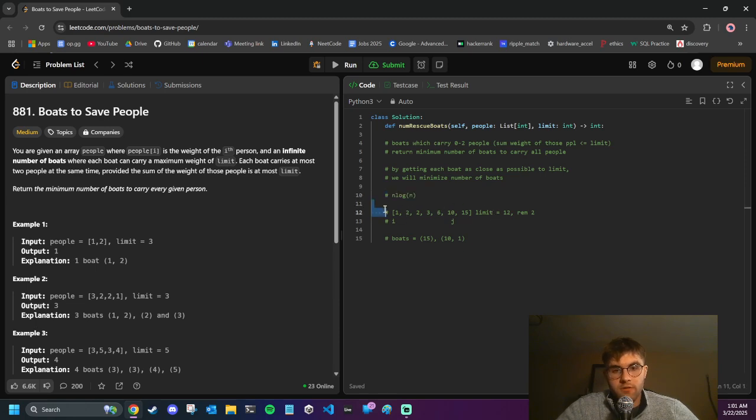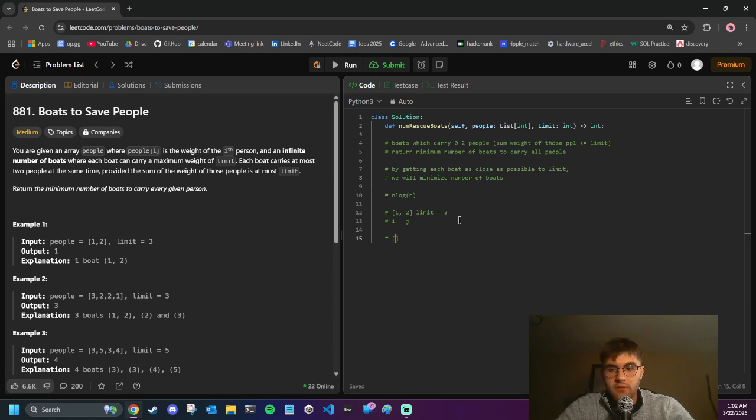So let me just walk through a couple examples with this algorithm here. So in the first example, we have 1, 2 with a limit equals 3. So we'll have our pointers I and J. So we'll look at J, and we'll see that the remainder is 1. So we can fit I and J into the same boat. And then we'll move J minus 1 and I plus 1, and then we'll stop because now I is greater than J. That'll be our stop condition. And our boat there would be 1.